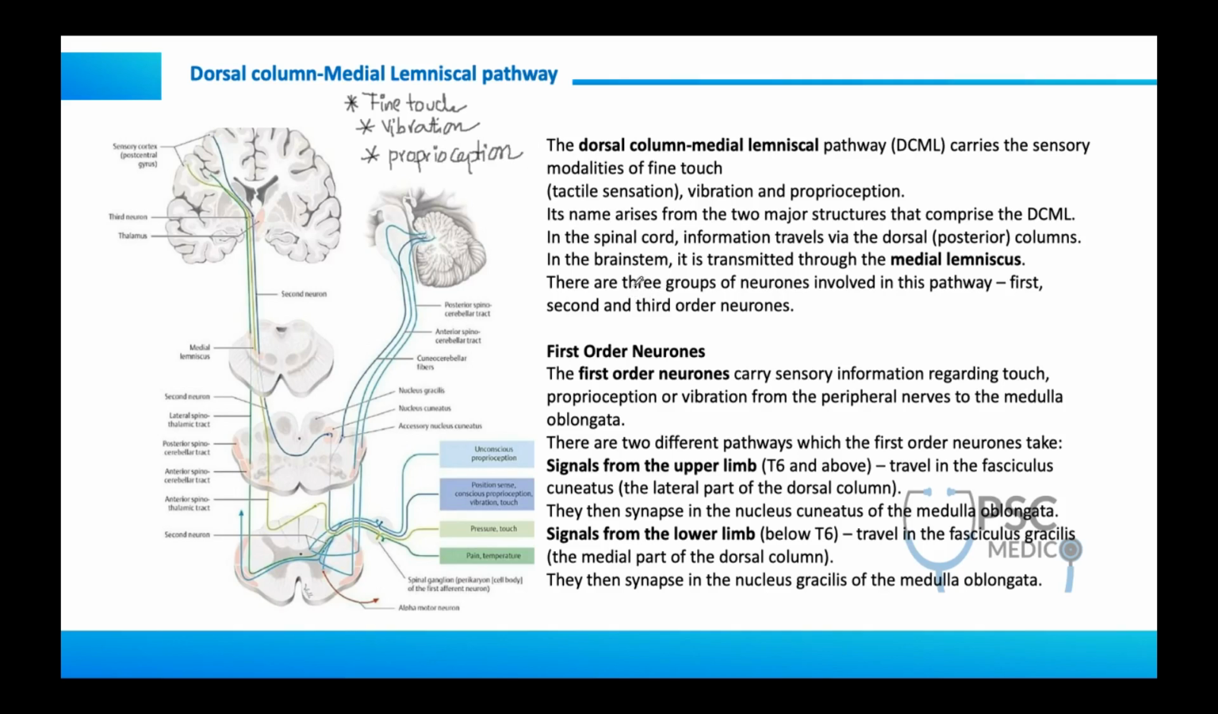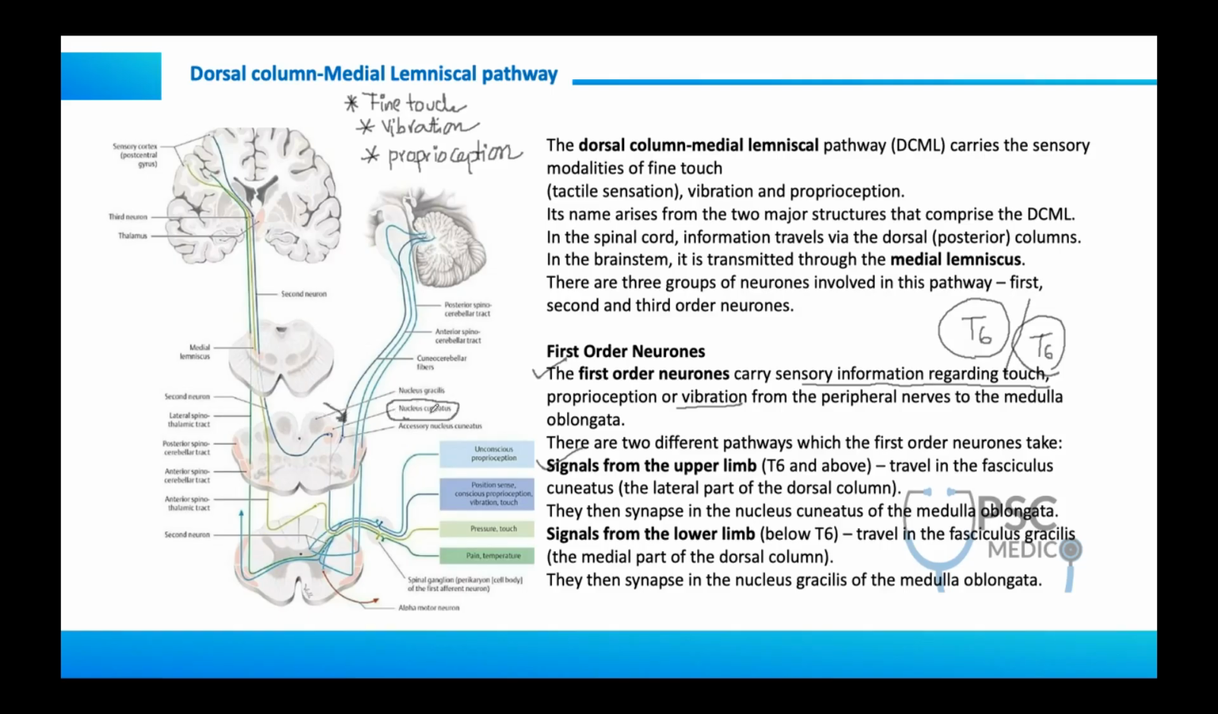Let us see the first order neurons. As I told you, they carry sensory information about touch and proprioception from peripheral nerves to the medulla oblongata. The first order neurons have two different names. One arises from the upper limb, that is above the level of T6, and the other arises from below the level of T6, from the lower limb. The upper limb first order neurons travel in the fasciculus cuneatus, which relays in the nucleus cuneatus, which is present a bit lateral.